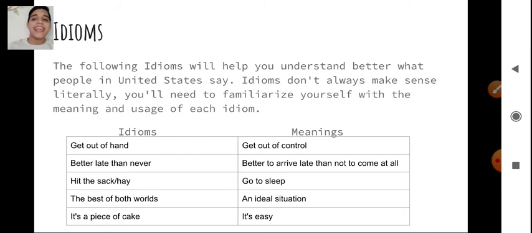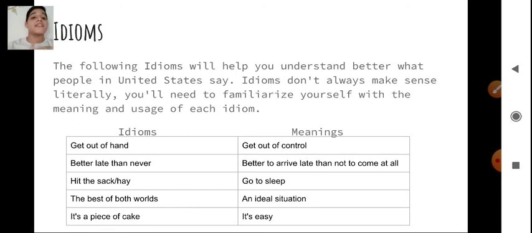Hey, this is getting out of my hand. It means that whatever you're doing, okay, whatever situation you are passing through is getting out of your control. Okay, so it is not under your control anymore. Okay, this is the meaning of this first idiom.